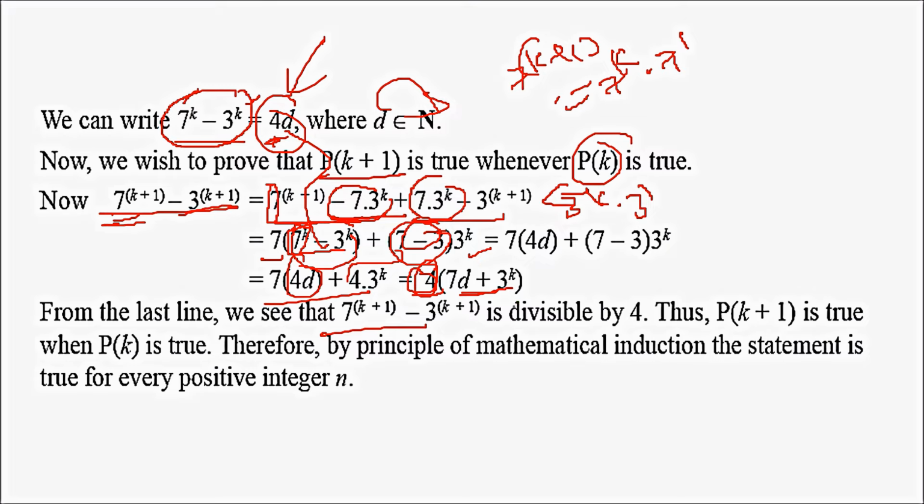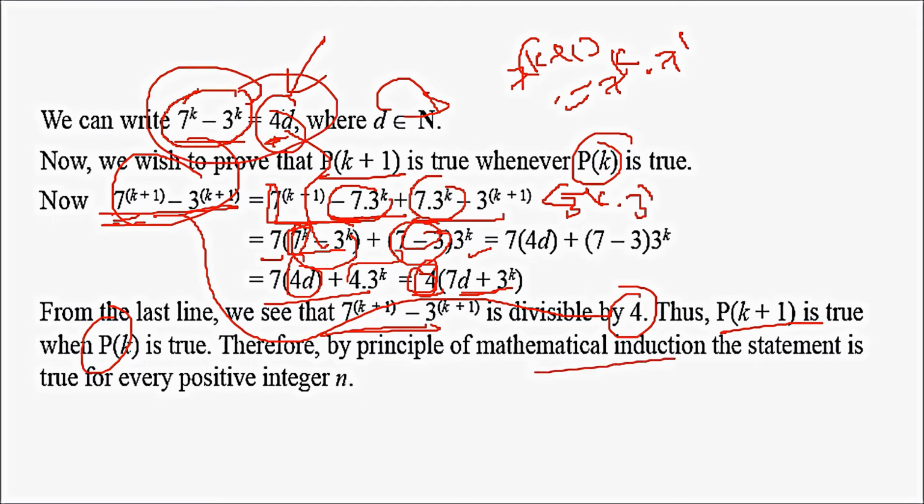So now we find and presume that this expression also is divisible by 4. So Pk plus 1 is true whenever Pk is true. This is the principle of mathematical induction we have just applied to prove that this is actually a multiple of 4. We stop for now and we'll take the next one in the next discussion. Thank you so much.